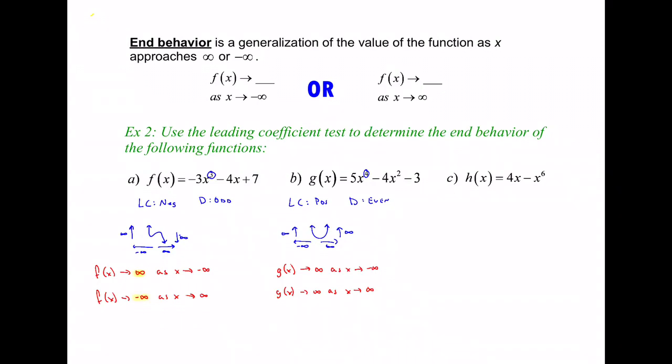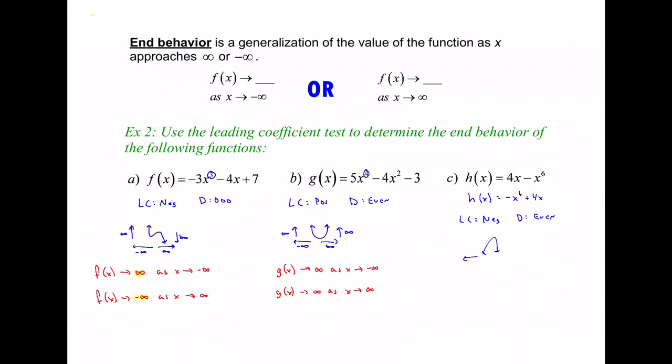And on the third example here, you just have to make sure that these are in standard form, or at least you're paying attention to make sure that the highest degree is first. So this leading coefficient is negative, and the degree on this one is even. So once again, it's even, but it's negative this time, so it's going to be opening down.